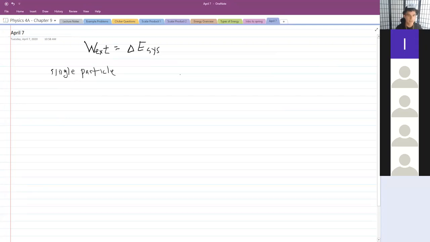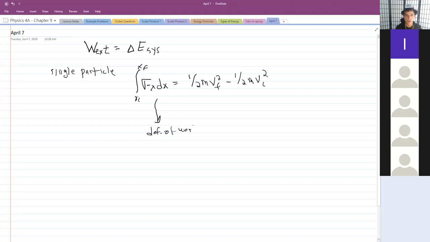What we found was that the integral of x initial to x final of Fx dx was equal to 1/2 mv final squared minus 1/2 mv initial squared. So this right here is our definition of work, and it always applies. You can always use the integral of Fx dx from x initial to x final to find the work. The right-hand side is just our change in kinetic energy. Kinetic energy is 1/2 mv squared. Keep in mind, v is speed, not velocity.